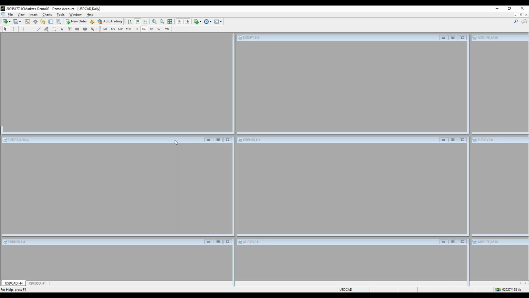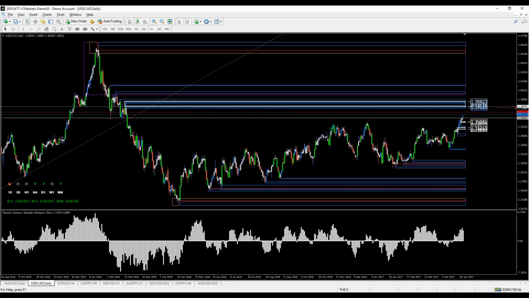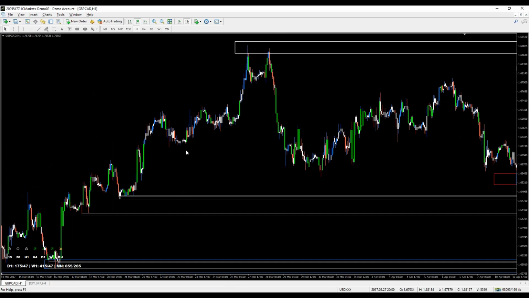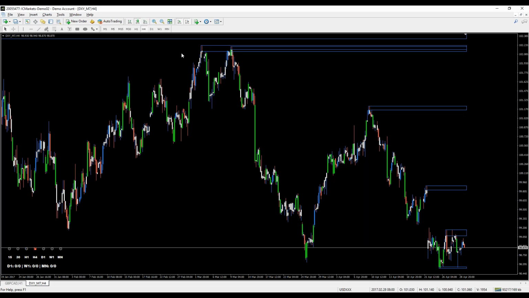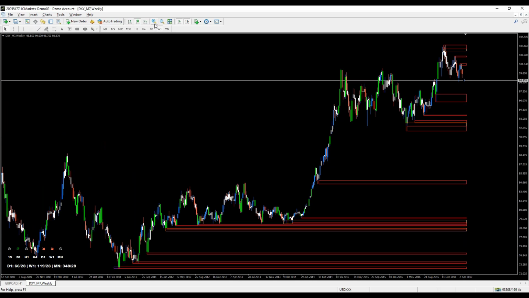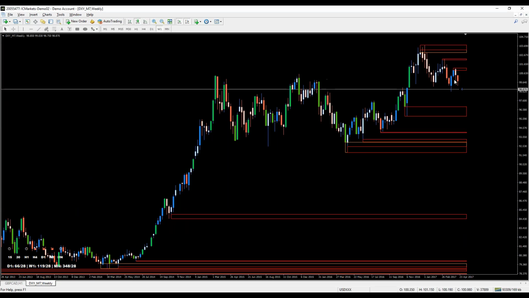A couple more pairs. The dollar index, let's have a look at the dollar index. I've got that here. So we have the dollar index. Let's go up here. Price is kind of coming off these highs.